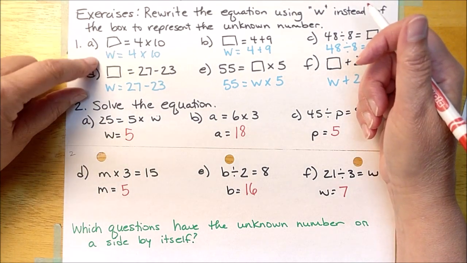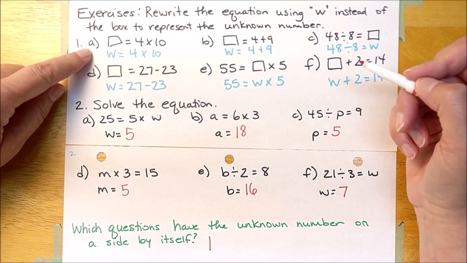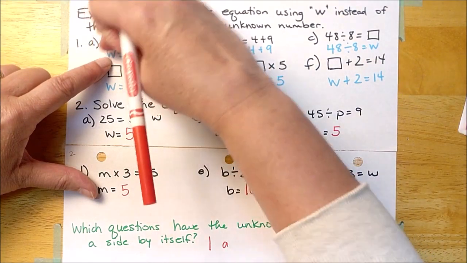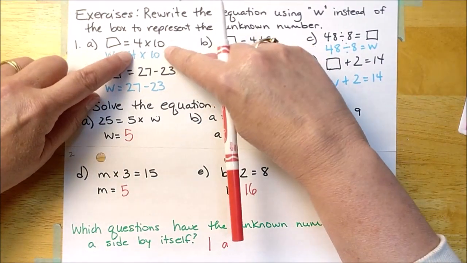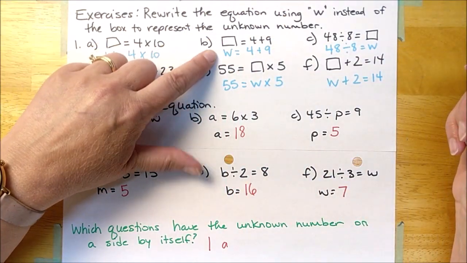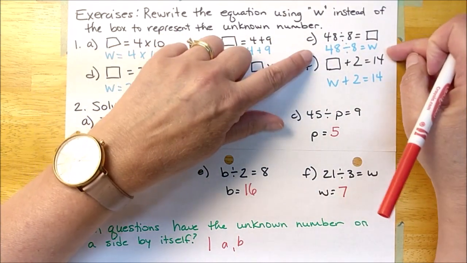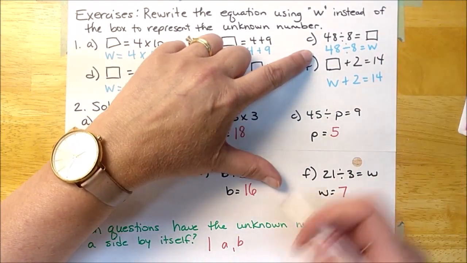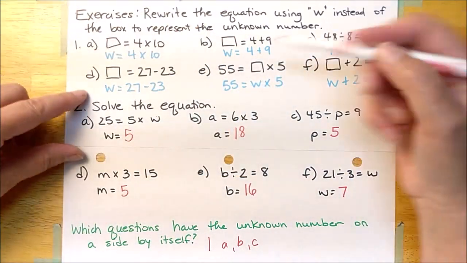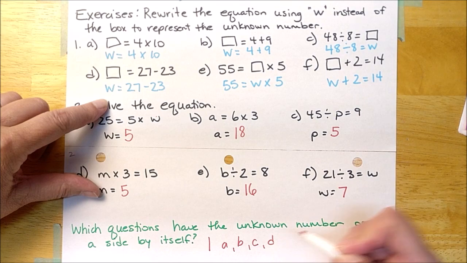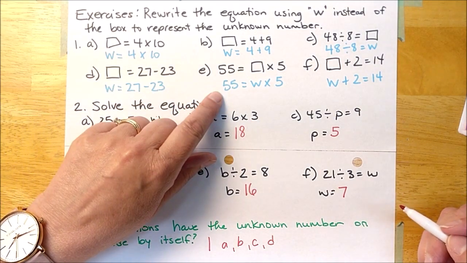So would you say this one, number 1A, has the letter on a side by itself? Yes, it does. The W is there on one side of the equal sign. It's not with another number. What about B? You're right, that W is on the side by himself. What about C? Yes, that W is on the side by himself. What about D? Yep, that W is on the side by himself. What about E?